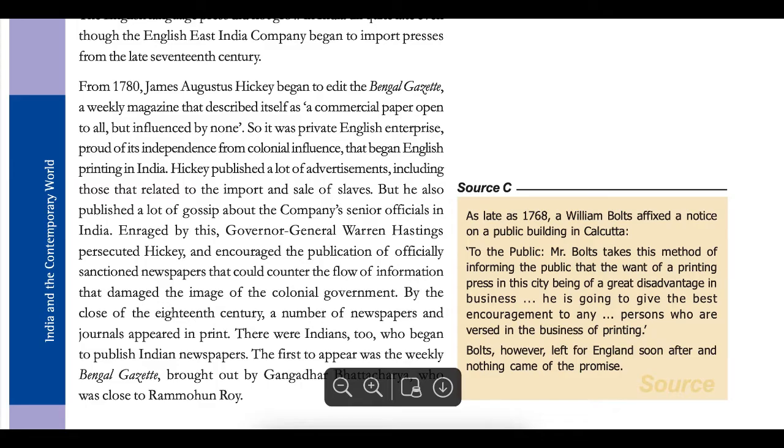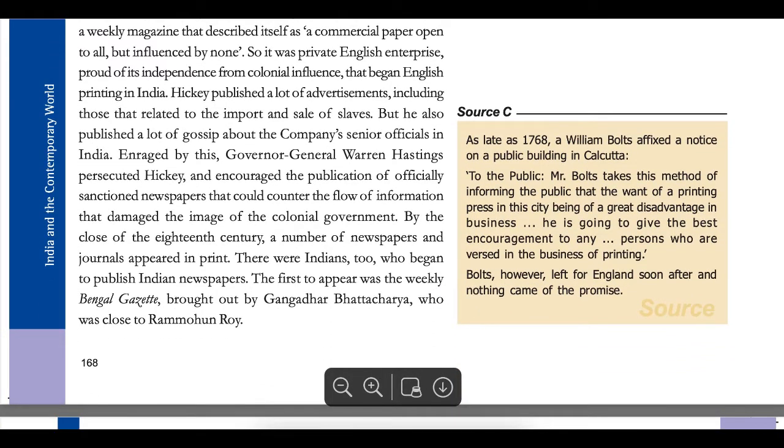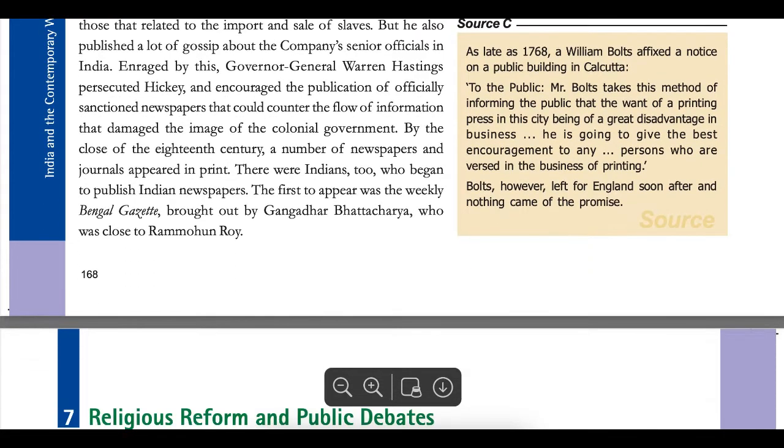Hickey published a lot of advertisements, including those that related to the import and sale of slaves. But he also published a lot of gossip about the company's senior officials in India. Enraged by this, Governor General Warren Hastings persecuted Hickey and encouraged the publication of officially sanctioned newspapers that could counter the flow of information that damaged the image of colonial government.